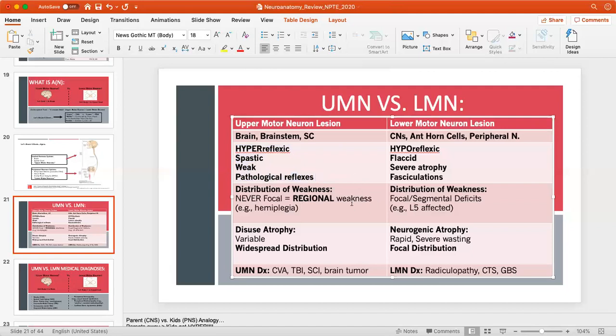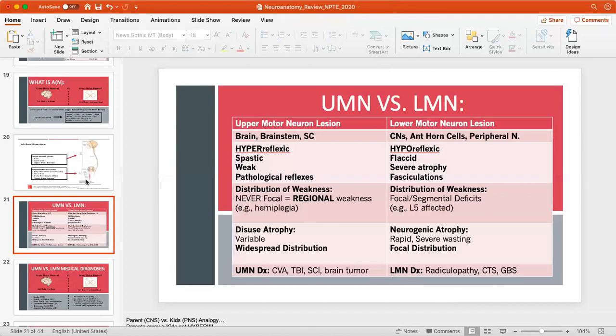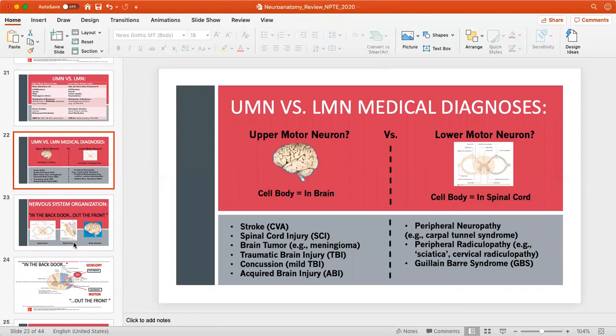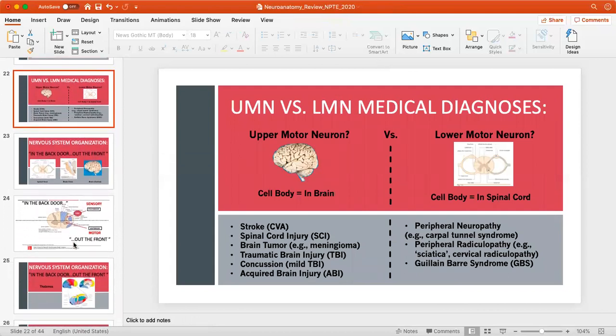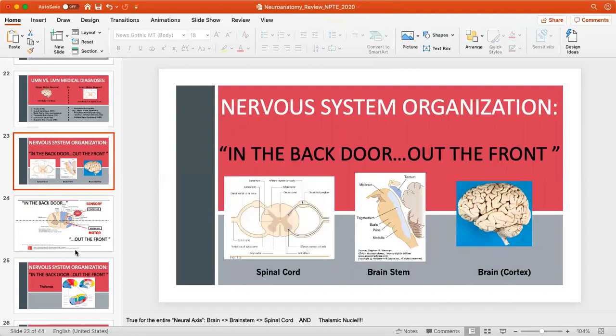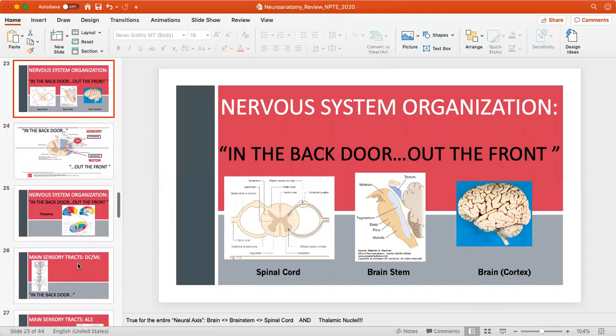And then you can take a look at these discussions of how weakness manifests, how atrophy manifests, and then examples of dysfunction or upper motor neuron diagnoses versus lower motor neuron. I think those will make sense a little bit. So, upper motor neuron versus lower motor neuron diagnoses. Again, I had those listed a little bit in that prior slide. I think we've talked about these, but these are for your reference. And let's start talking about a little bit of organization so we can get to the main motor tracts.